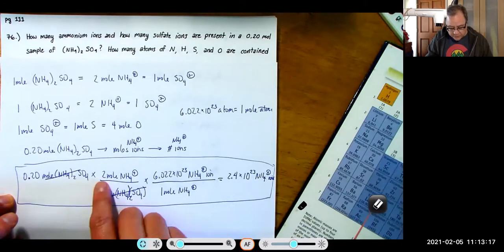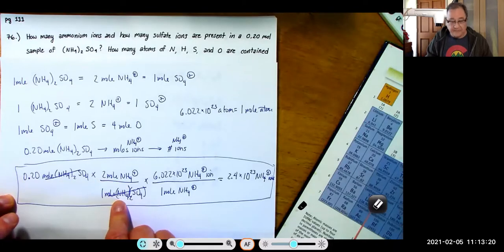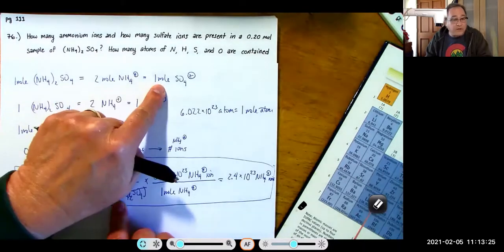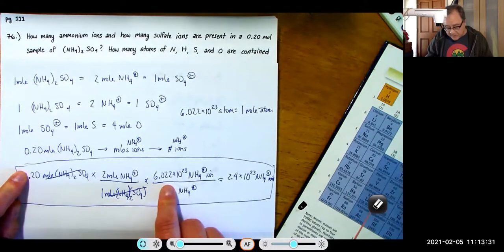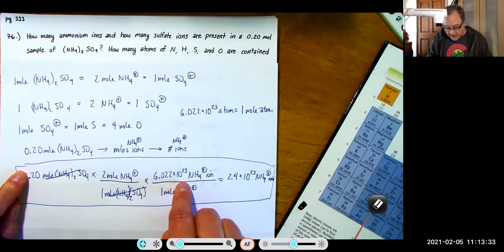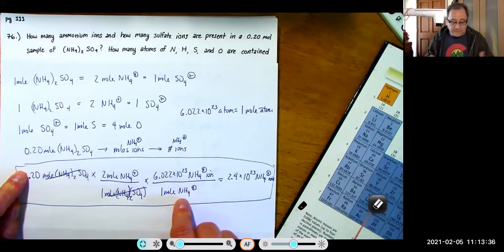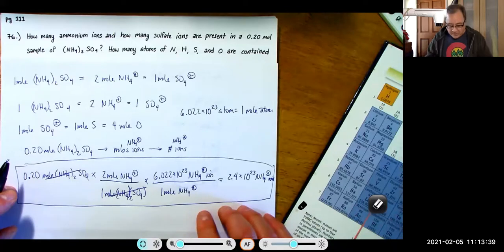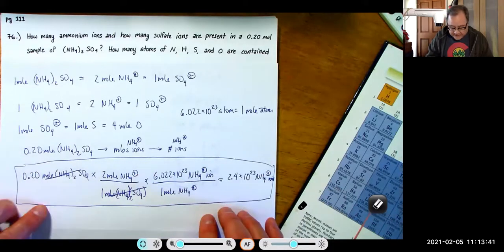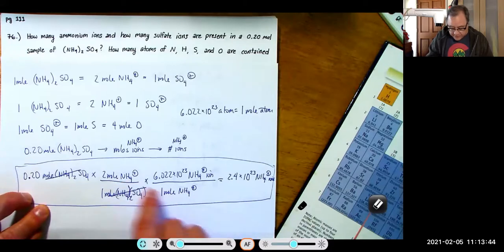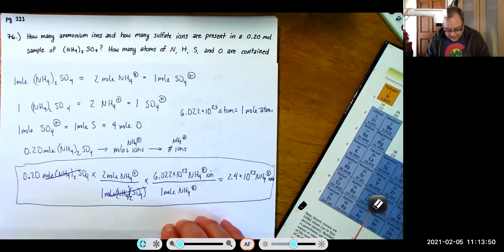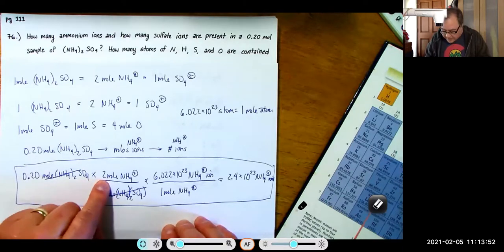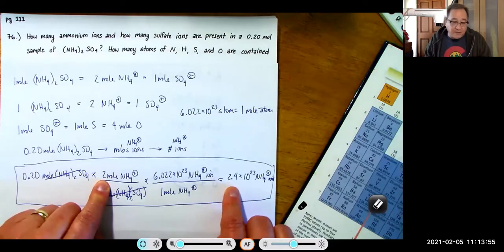Would it be 2 moles of sulfate to 1 mole of ammonium sulfate? Let's see. Nope, it'd be 1 mole of sulfate to 1 mole of ammonium sulfate. Would it be 6.02 times 10 to the 23rd sulfate ions per 1 mole of sulfate? Yes, it would be. So the only thing that would change here would be the NH4s would change to sulfates, and this would be a 1. And you can see if numerically this only changes to a 1, not a 2, then this answer would be half, so it'd be 1.2.